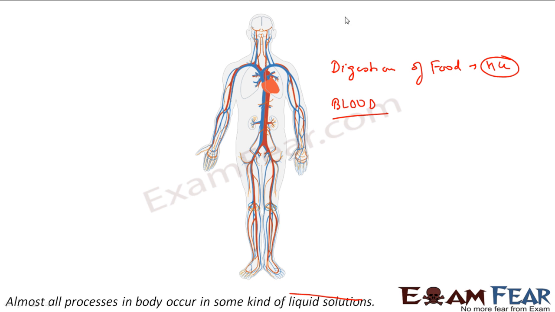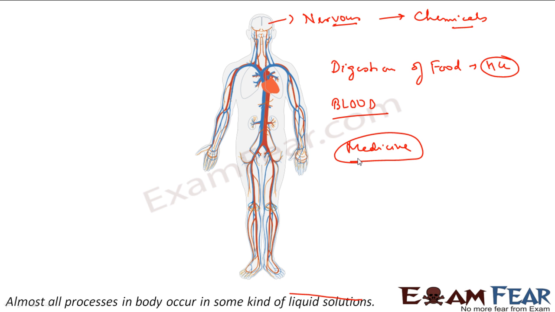If you talk about the whole nervous system, the nervous system runs on chemicals. You must have heard about it. And these chemicals are nothing but solutions. The medicines which we take are nothing but solutions of different solutes. In fact, the air we inhale is a solution.